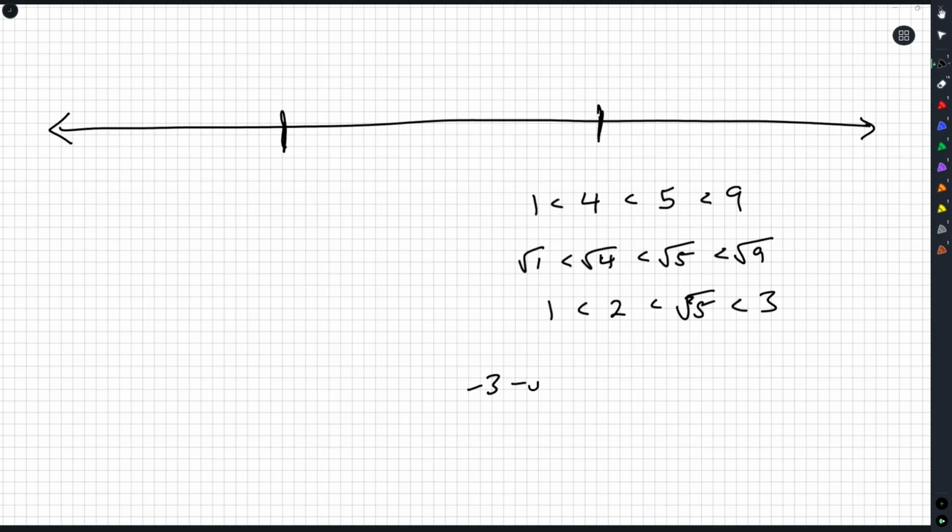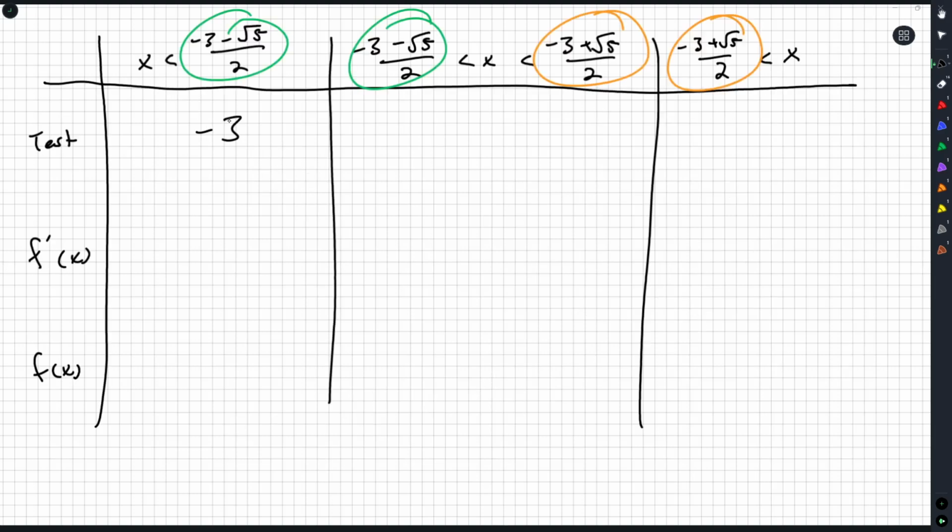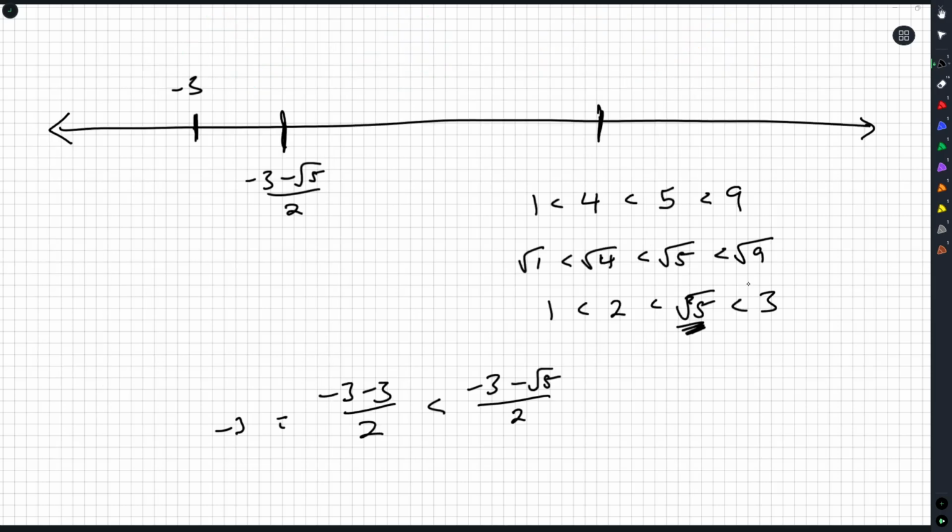So negative 3 minus root 5 all over 2. Subtracting off root 5 isn't nearly as big a loss as subtracting off another 3. Negative 3 minus 3 is negative 6 over 2, and that'll just be negative 3. So negative 3 minus root 5 over 2 is over here. Negative 3 is definitely on this side. So a test value we could use that's less than that one critical point would be negative 3. Okay, what else can we say? I'll give myself a little more space here again.